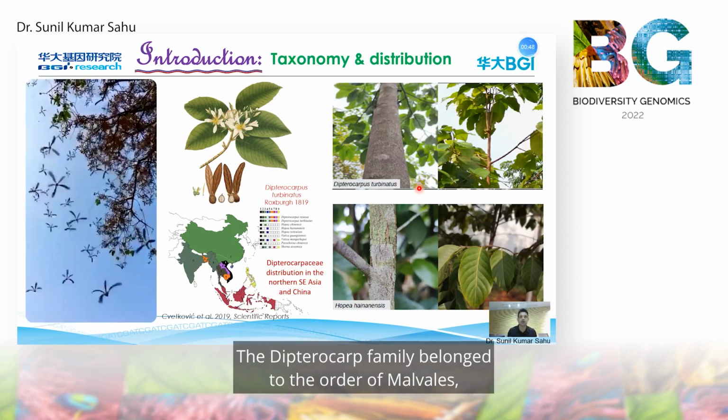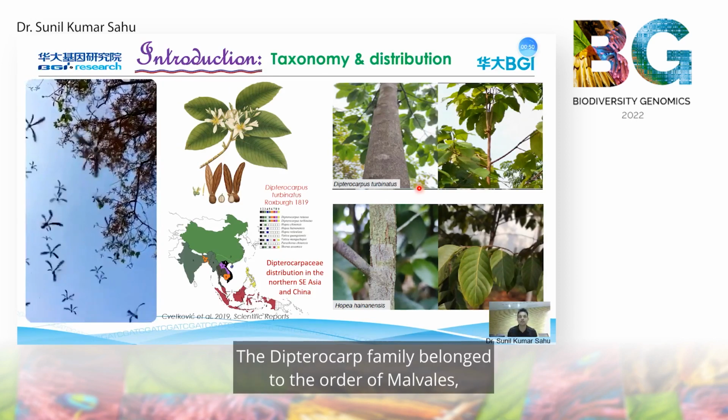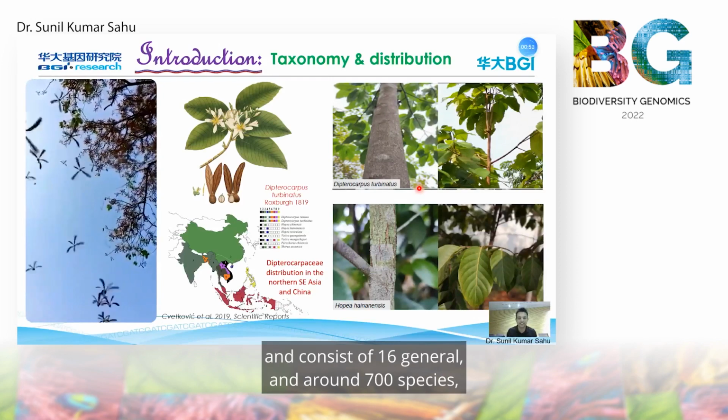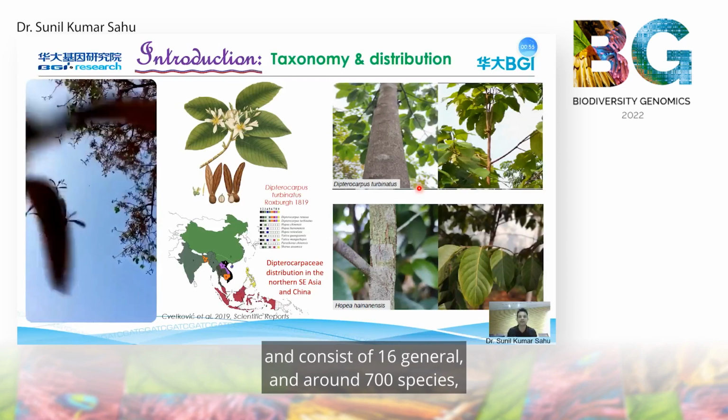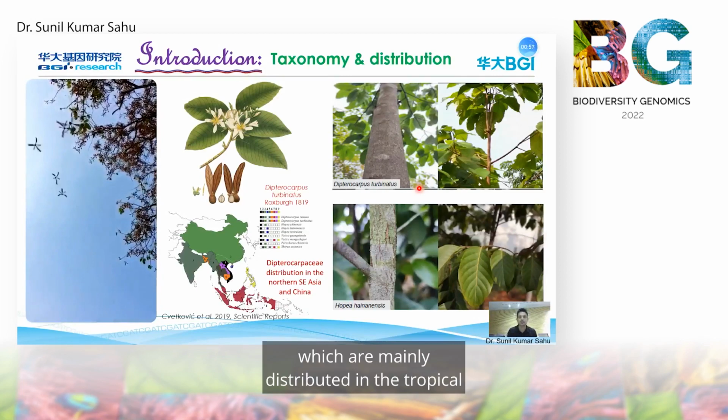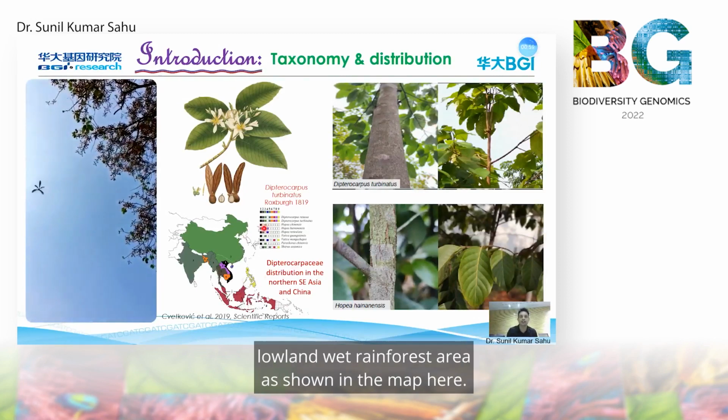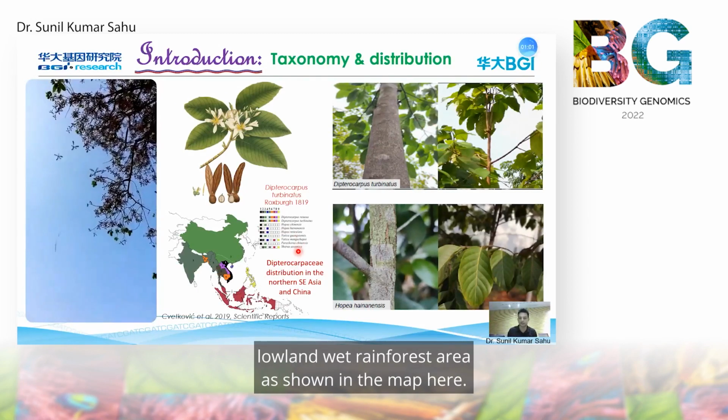The Dipterocarp family belongs to the order Malvales and consists of 16 genera and around 700 species, which are mainly distributed in the tropical lowland wet rainforest area, as shown in the map here.